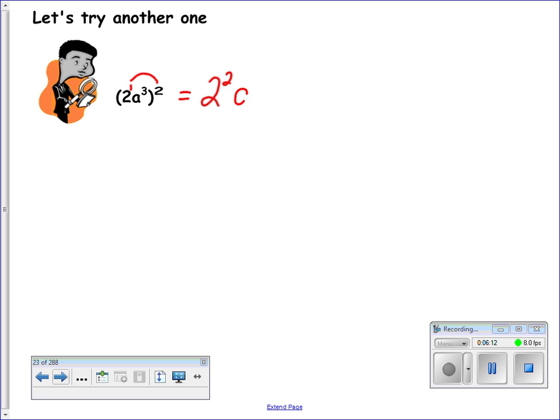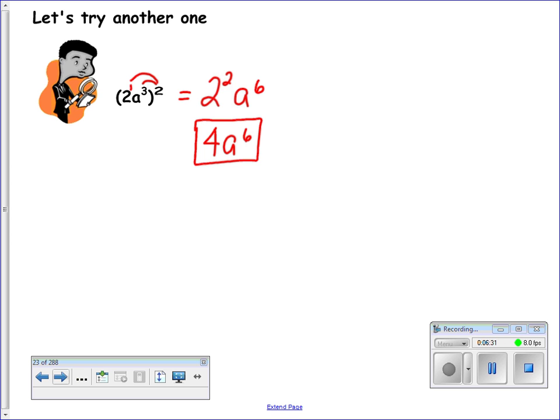Now let's look at the base of a. A cubed, that entire quantity squared. 2 times 3 is 6. A to the 6th power. Now when my numbers are small, 2 squared I know is equivalent to 4. I would then evaluate that, and this would be my final answer.